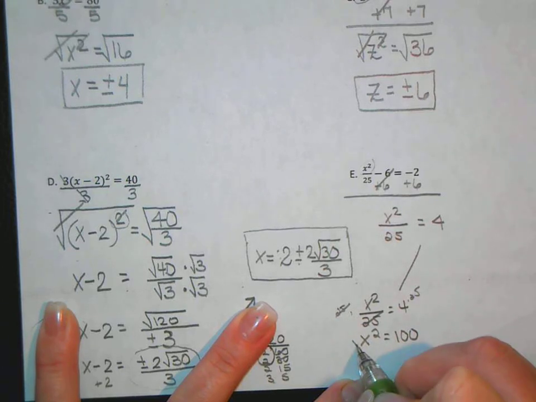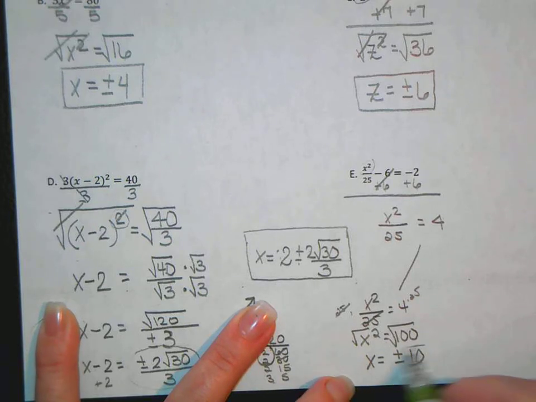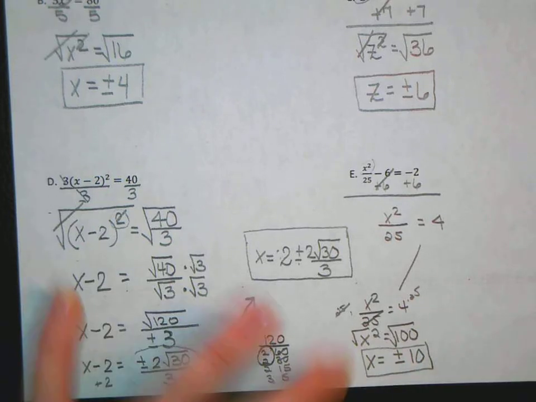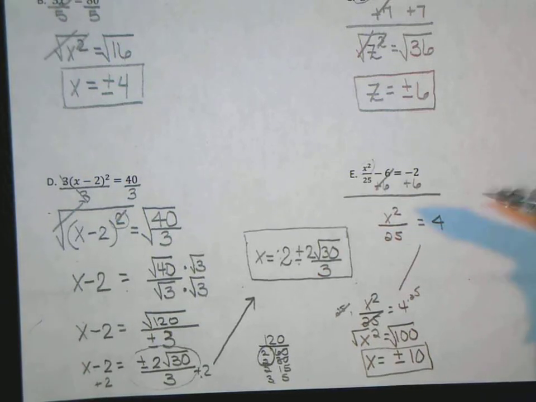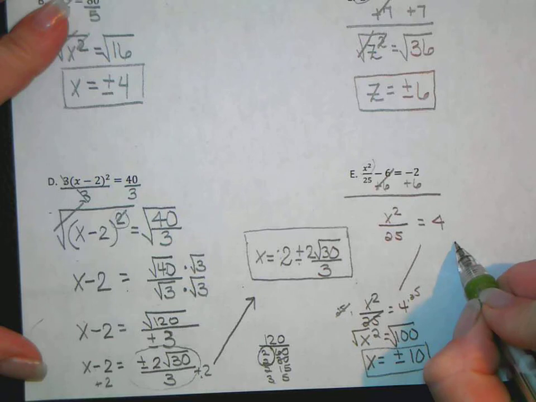I'm going to take the square root of both sides, and that's going to give me x equals positive or negative 10. Beautiful. Or if you notice and you're comfortable with your square roots, you'll notice that this is a perfect square and that's a perfect square.